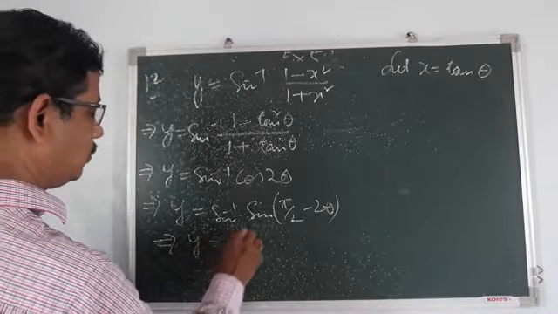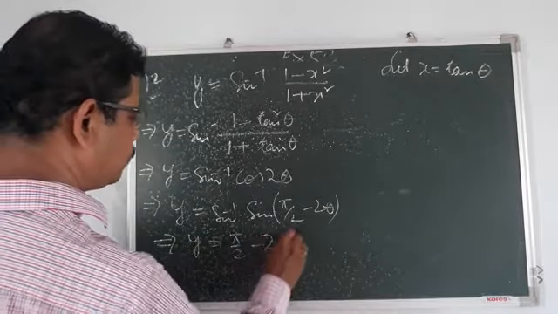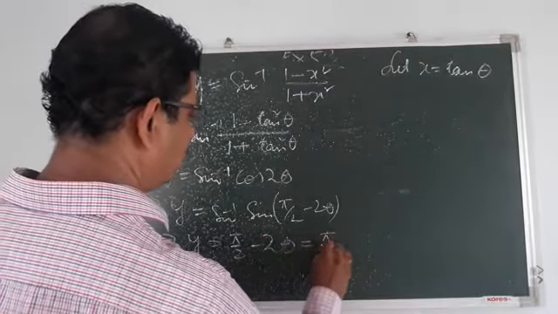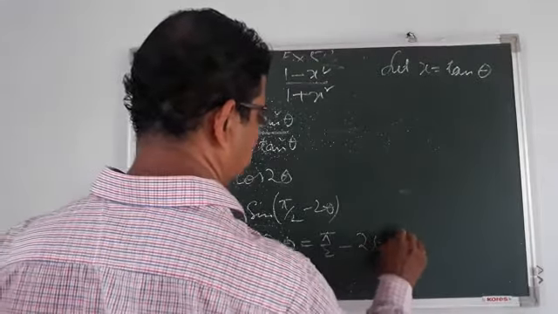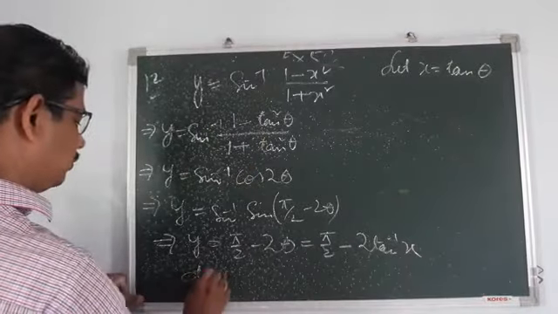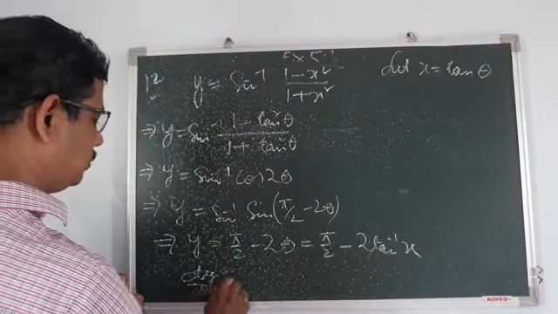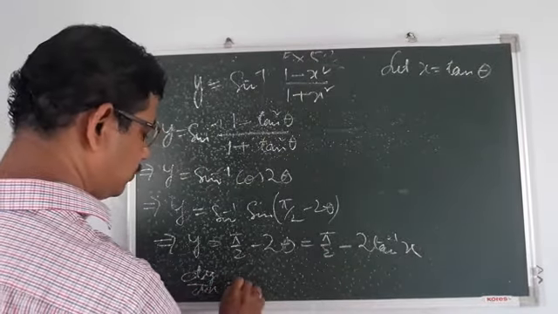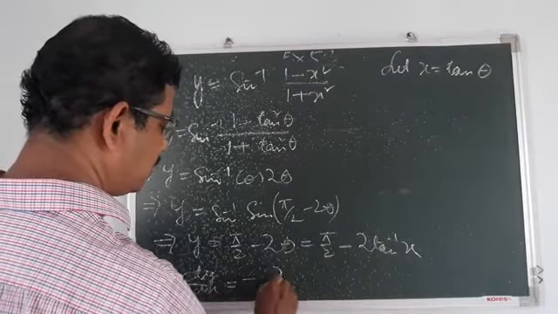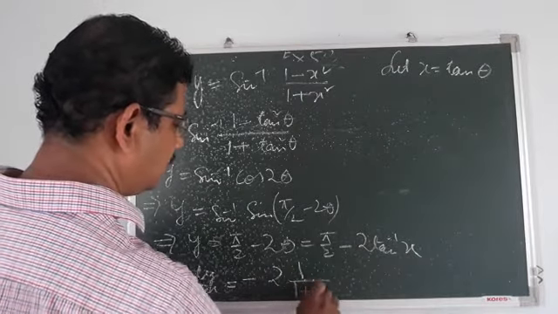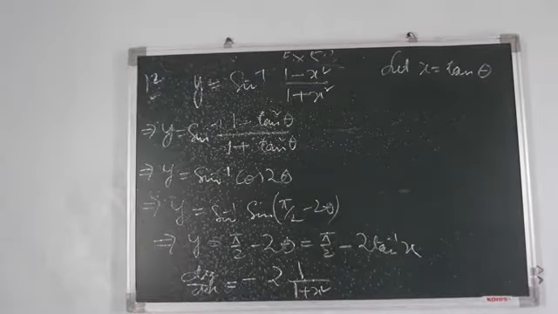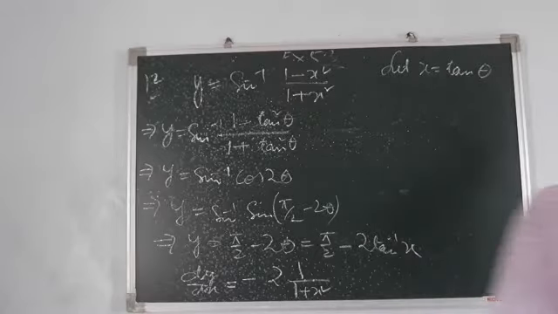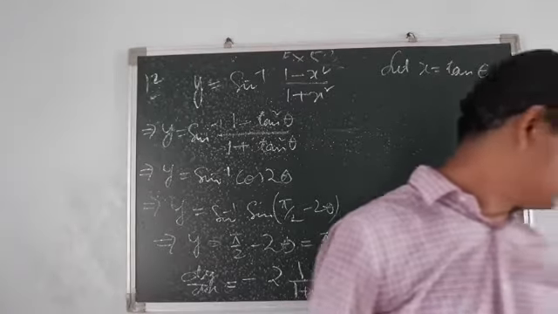y is equal to pi by 2 minus twice theta. Theta is tan inverse x. Therefore dy dx is equal to, if we differentiate pi by 2, it is 0, minus 2 times tan inverse x differentiated, which is 1 by 1 plus x square. So this is our question number 12. It is similar to the earlier one. Now we will proceed to question number 13.